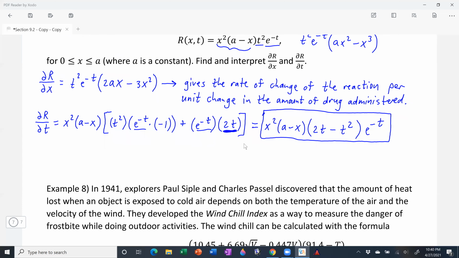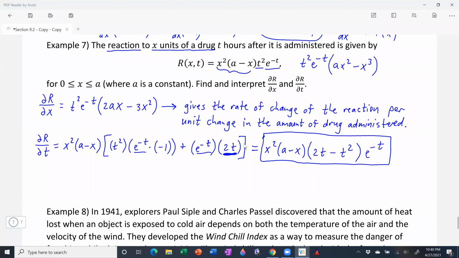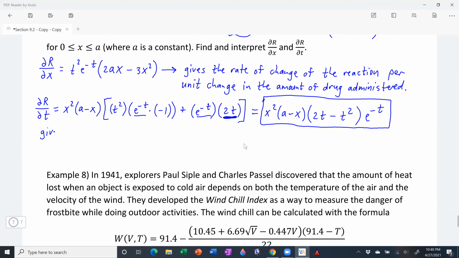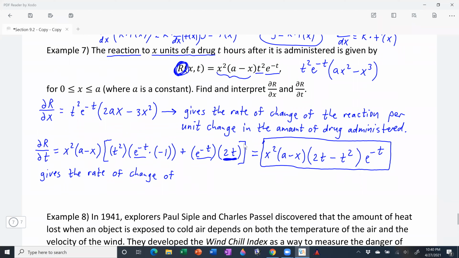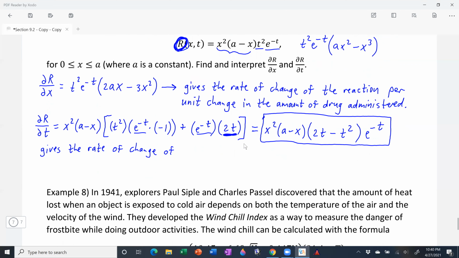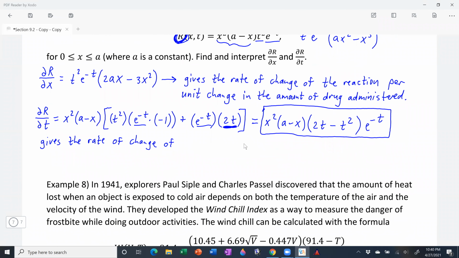So let's actually write down what this means then in the context of the problem. Okay, the partial of r with respect to t. That's going to give the rate of change of reaction. So let's write this down. This gives the rate of change of whatever the function is defined as. Okay, so that r right there, it's the rate of change of, and this function represents the reaction. So it's the rate of change of the reaction.